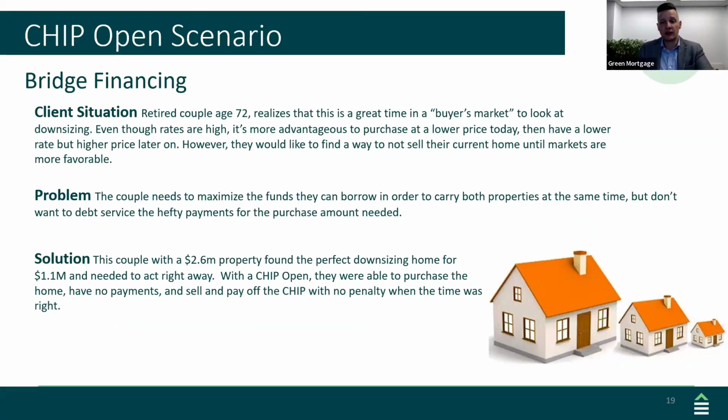Here's another scenario using the open product. There's a retired couple, age 72, and they realized that this is a great time to buy in a buyer's market and look at downsizing. So even though the rates are high, it's more advantageous to purchase at a lower price today than have a lower rate but a higher price later on. So they decided to jump the gun and look at buying something, and then wait to sell their property when the market was better.